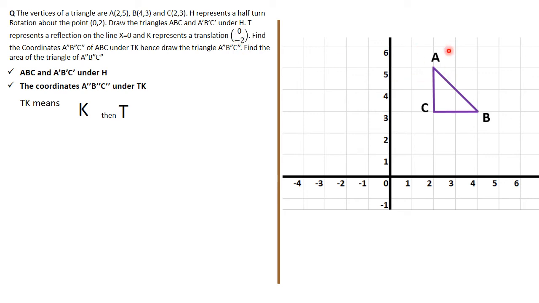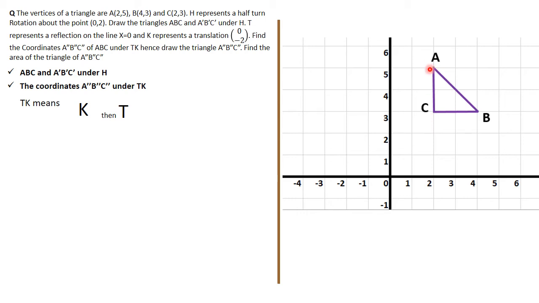Now, we have the triangle ABC. Since we are translating through 0, negative 2, it means we will not move either rightwards or leftwards. We're just going to go downwards with negative 2 steps along the y-axis. Again, the point F, for example, will not move to either side. It will only go downwards two steps that are negative.